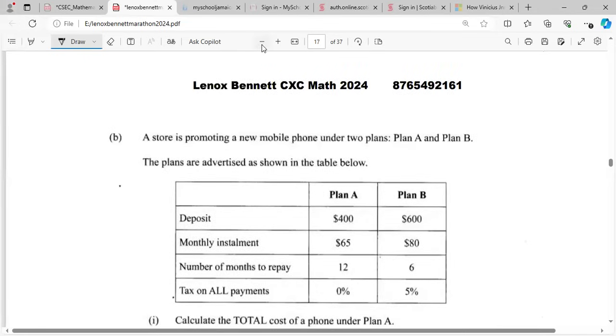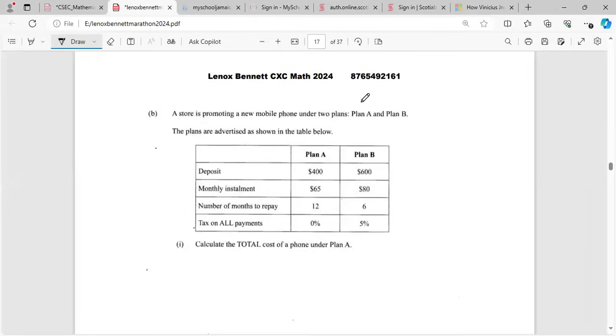Alright guys, one more, consumer arithmetic. It says a store is promoting a new mobile phone under two plans, plan A and plan B. The plans are advertised as shown in the table below. So for plan A, deposit is 400, plan B 600, monthly installments $65, this one $80. Number of months to repay is 12, this one is 6. Tax on all payments for plan A is 0%, while tax on plan B is 5%. Calculate the total cost of a phone under plan A.